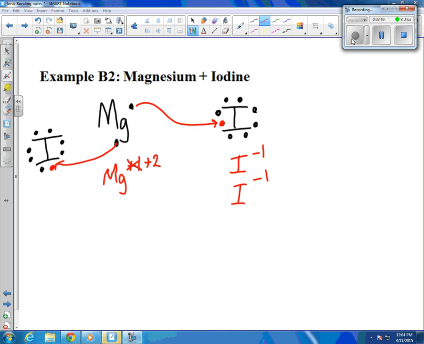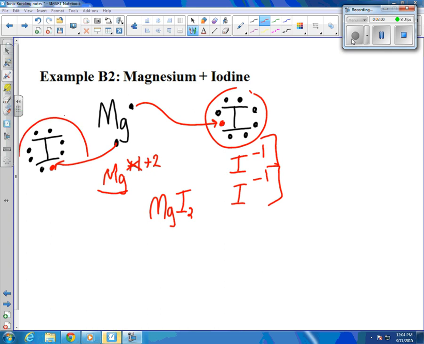So my compound is Mg, because I have 1 magnesium, I2. Magnesium iodide. 1, 2. And you can just add another one. You can always just, if it doesn't form a neutral compound, these are neutral, right? -1, -1, +2, that's neutral.